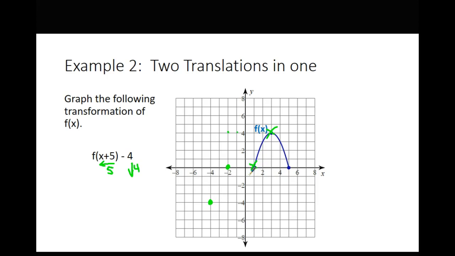Thank you. Last one. Left 5, down 4. Wait. Oh. It's been shifted to the left 5, and it's been moved down 4. So that's a combo. Wait, so this is it? That's the answer. Yeah, we're good.